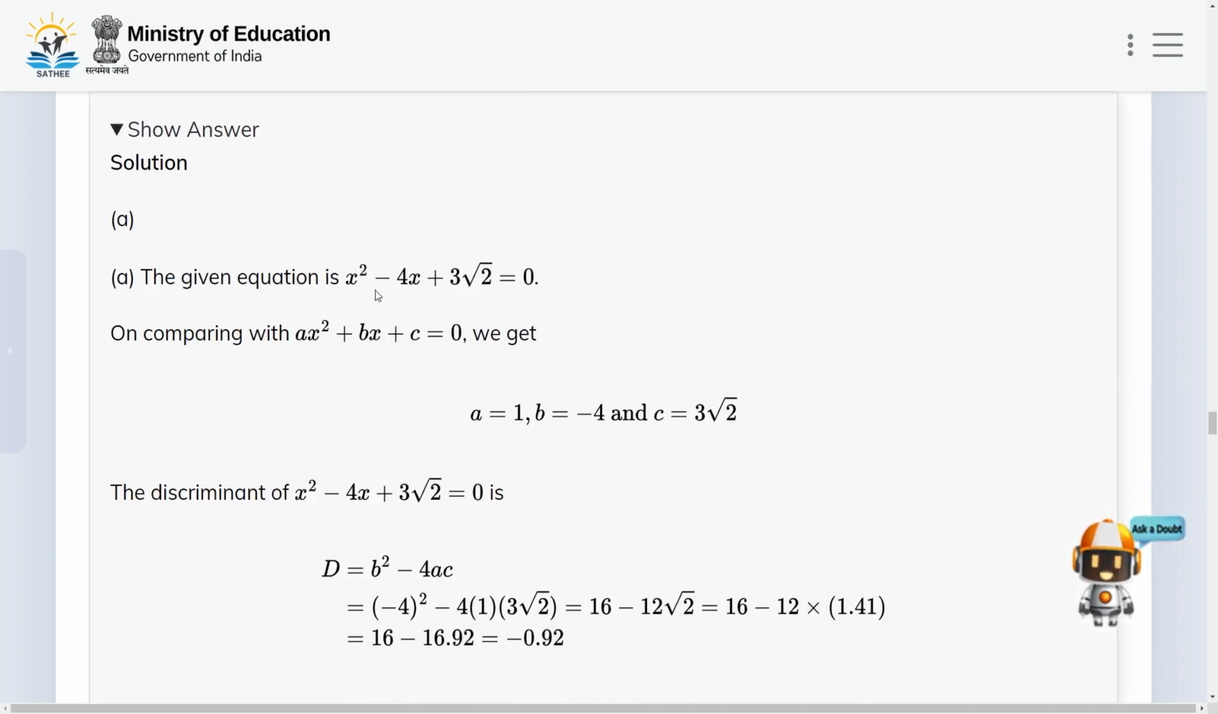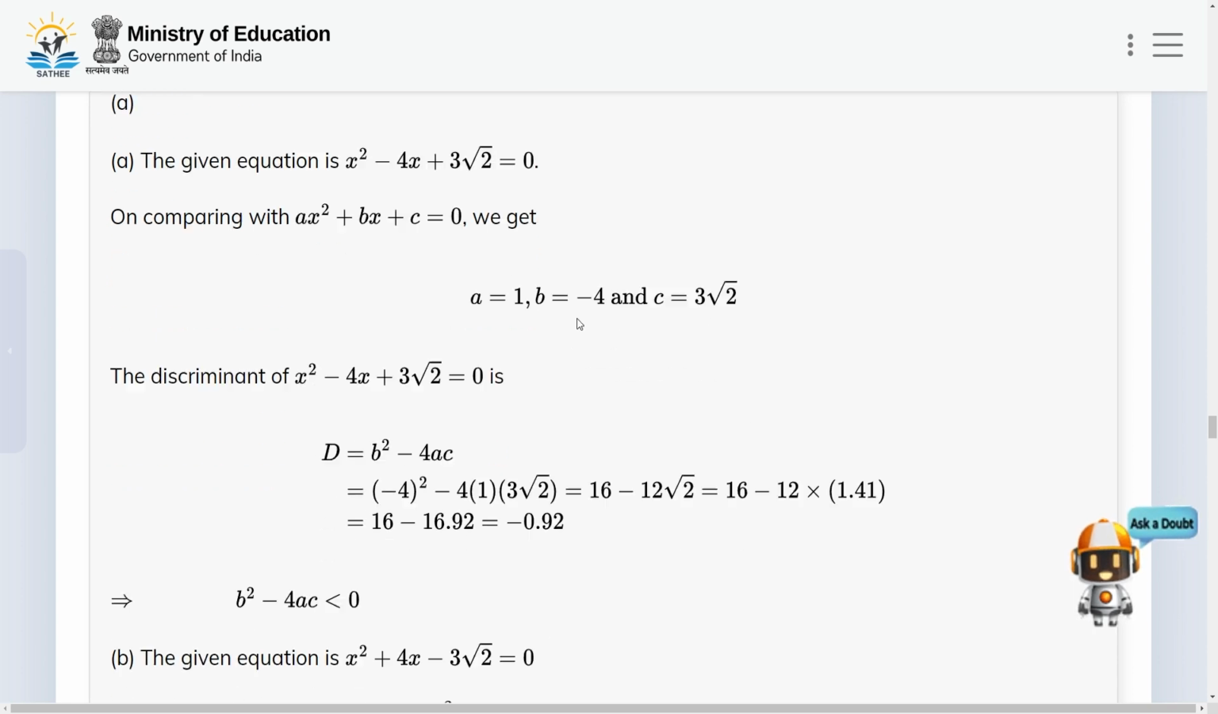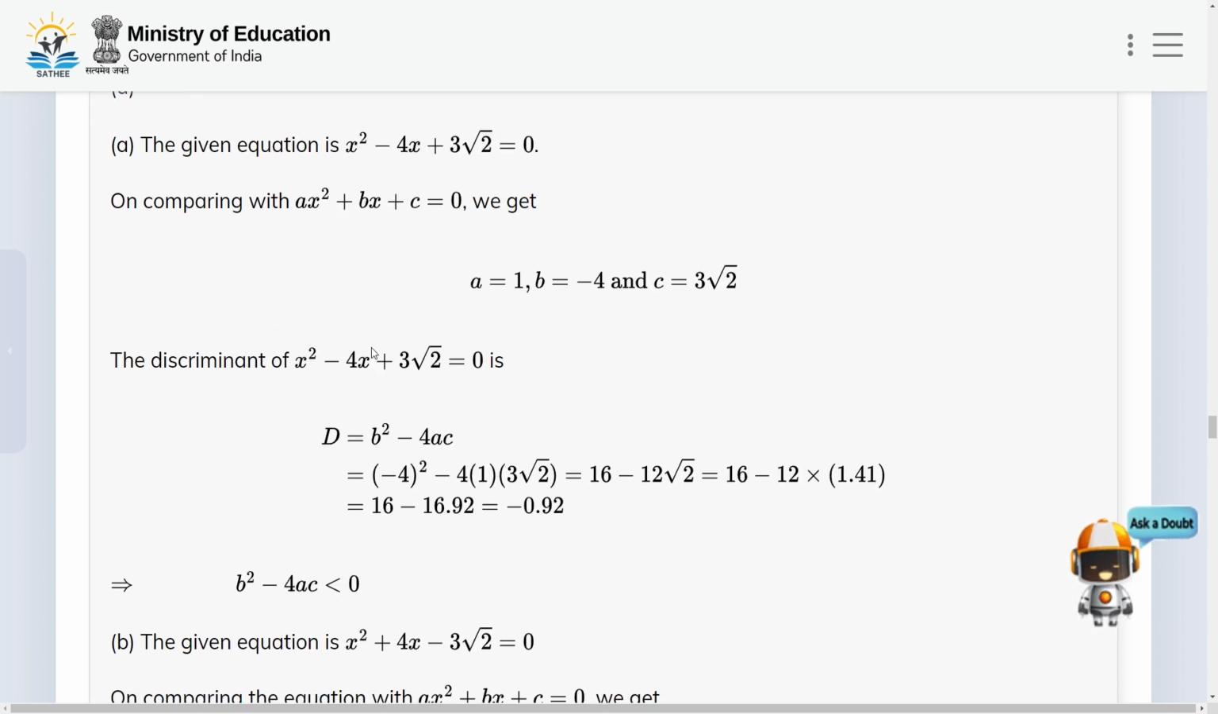So here the given equation is x square minus 4x plus 3 times root 2 equals 0. Comparing with ax square plus bx plus c equals 0, we get a is 1, b is minus 4 and c is 3 times root 2. The discriminant is d equals b square minus 4ac, that is minus 4 whole square minus 4 times 1 times 3 times root 2, which is 16 minus 12 times root 2.